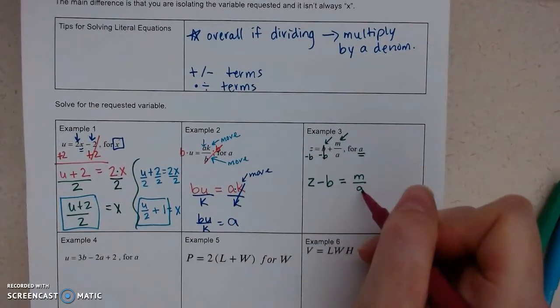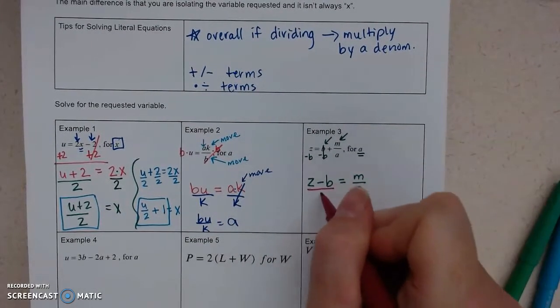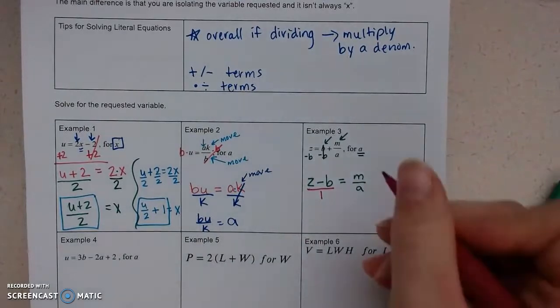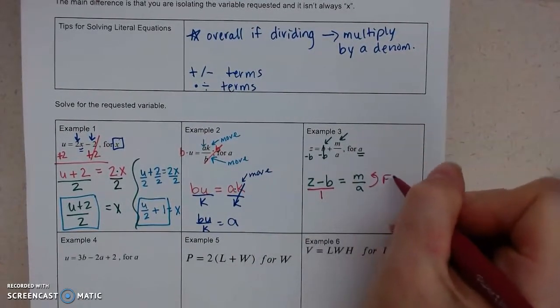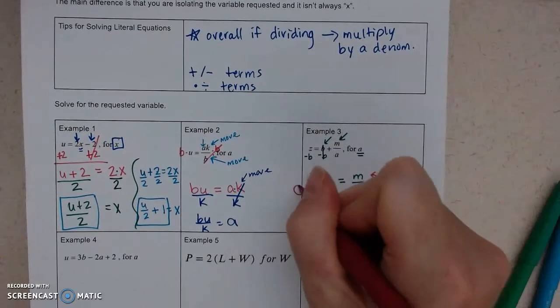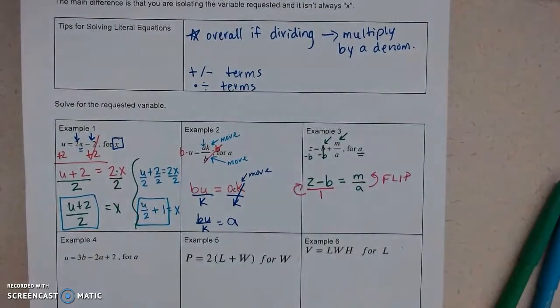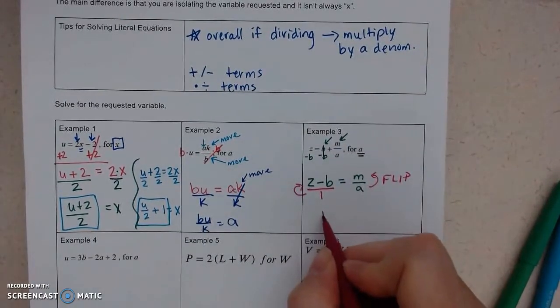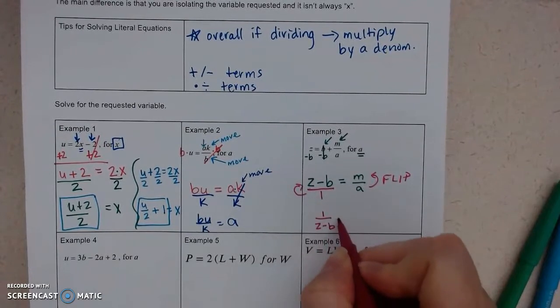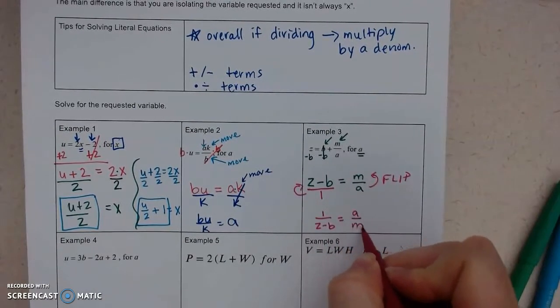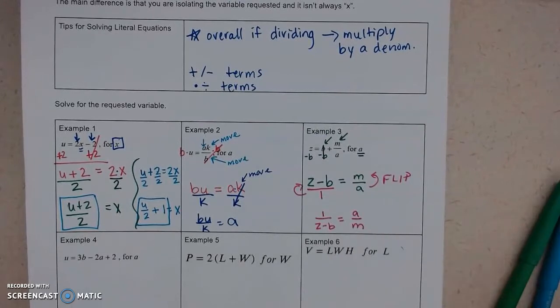Since a is in the bottom, I can turn my left side into a fraction also. And then if we flip the left, I can flip the right side. So I'm left with 1 over z minus b equals a over m. And then that actually makes it easier to solve.